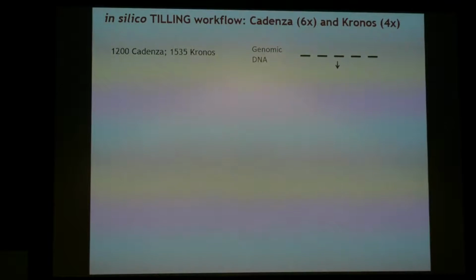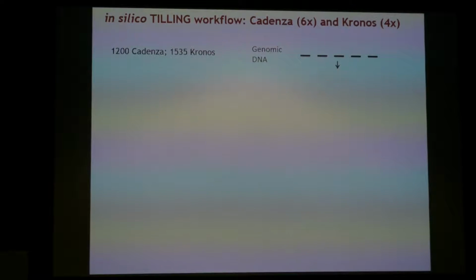But as we were progressing with this idea, the technology caught up with us, and it was fantastic, so we could put both things together. What we did is that we took 1,200 Cadenza mutants. These are hexaploid wheat. Cadenza is a UK bread wheat variety, and this population was developed by Andy at Rothamsted. And we took another 1,500 Kronos mutants. Kronos is a tetraploid, a durum wheat, and basically has two copies of every gene. Cadenza will have three copies of every gene. And you'll see how the two are actually quite relatable.